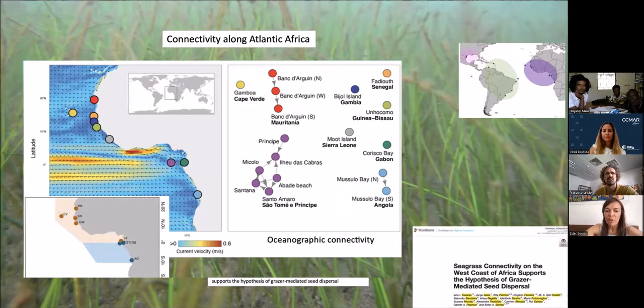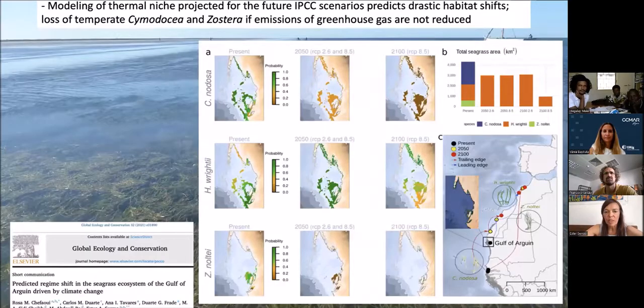And the oceanographic data don't predict any of this, are completely different. So this indicates that the dispersal is mediated by grazers, such as green turtles that feed on seagrasses and transport the seeds, rather than oceanographic currents. Just an example of, again, the information you can get with this data.